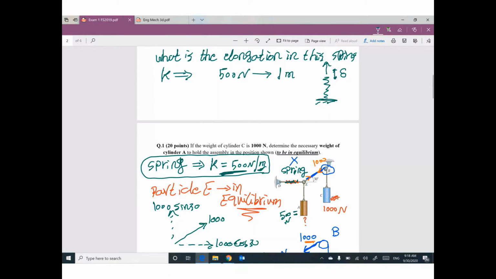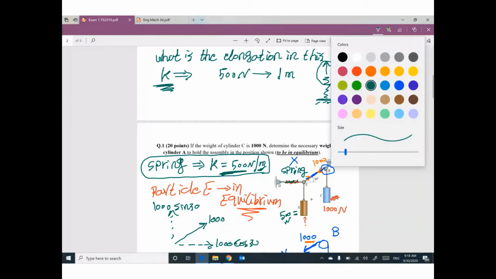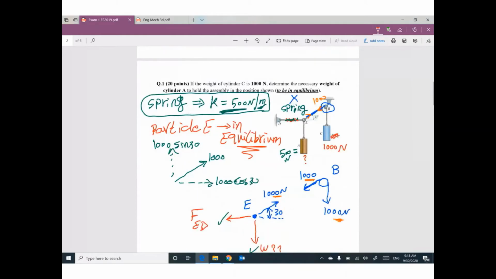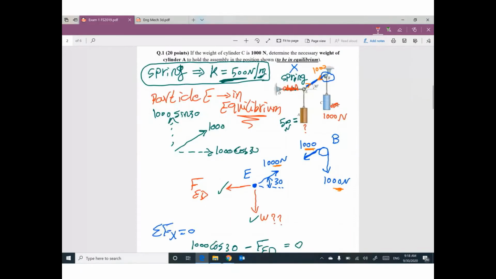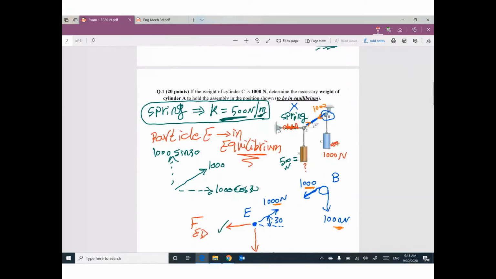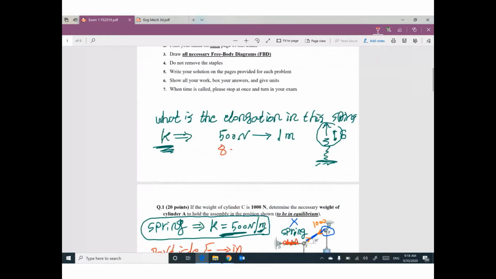The meaning of stiffness of the spring, K, 500 Newton per meter, which is given, is that we need 500 Newton on this spring to make an elongation of 1 meter. Can anybody remind me what is the force in this spring right now? Based on your calculation, the force in this spring equals 866. So the force right now is 866 Newton.